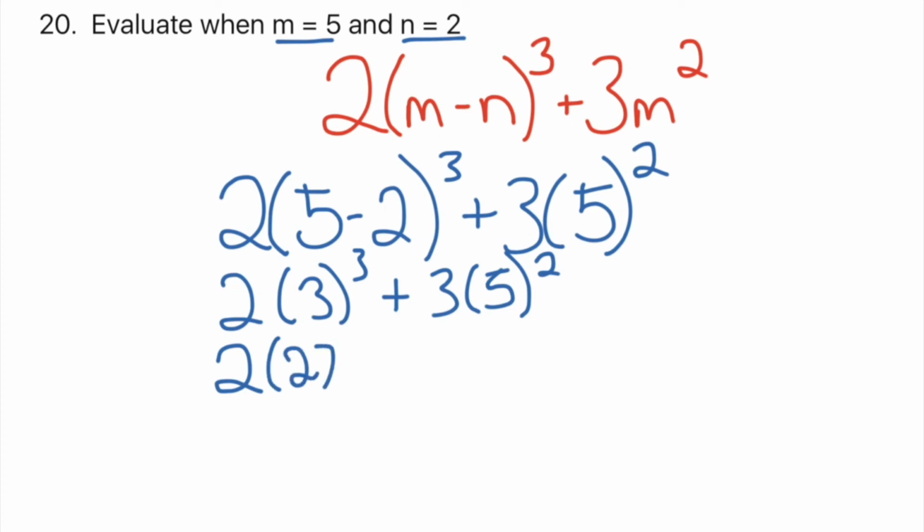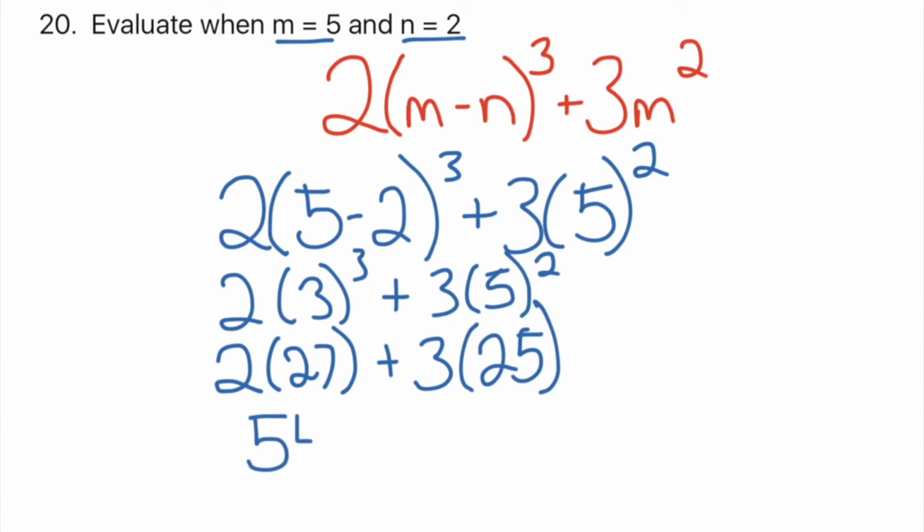So that's 27 plus 3 times 5 squared, which is 25. So now 2 times 27 is 54. Plus 3 times 25 is 75. And when I add those two together, I get 129.